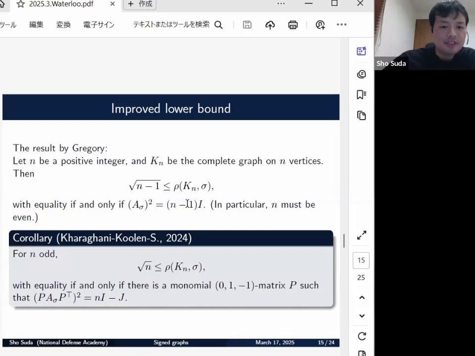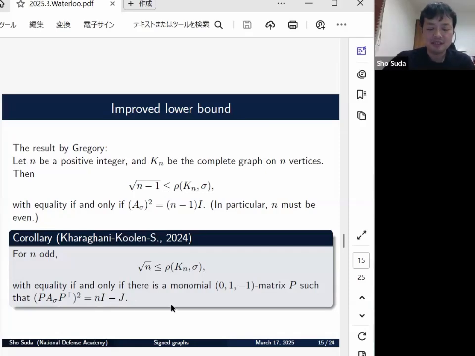So it means for n odd, we don't have any example attaining this lower bound, but if we apply the n odd case, the spectral radius of the signed complete graph is at least square root of n, a little bit improved, with equality if and only if there is some monomial matrix P such that P A sigma P transpose is equal to the square root of n I minus J.